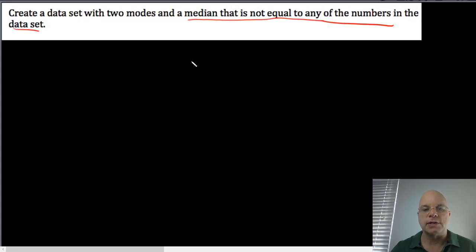Like, I could make it real easy and just 1 and 2. There's my data set. Just 2 numbers, 1 and 2. What's the median? Well, it's halfway between 1 and 2. It's the mean of those 2 numbers. It's 1.5. So in this case, the median equals 1 1/2, which is not equal to either of these numbers in the data set.